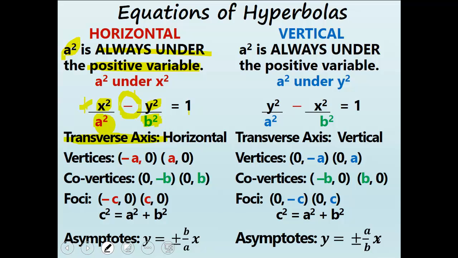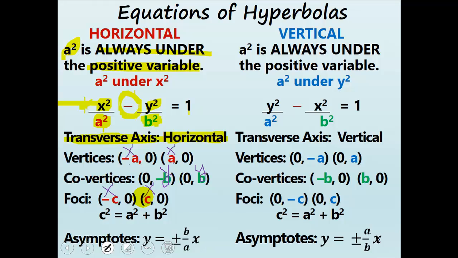When a squared is under x squared and x squared is positive, then it's a horizontal hyperbola. Notice that a squared is under x squared. Look, a is in the x spot. This is negative a and positive a, the square root of a squared. The co-vertices are in the y spot, because b squared is underneath y squared. The foci are in the x spot because the foci are still on the same axis as the vertices.